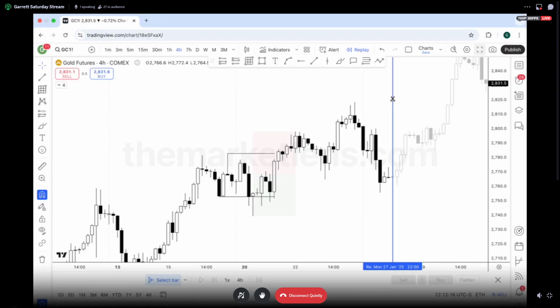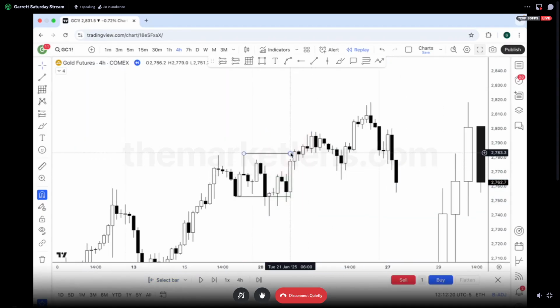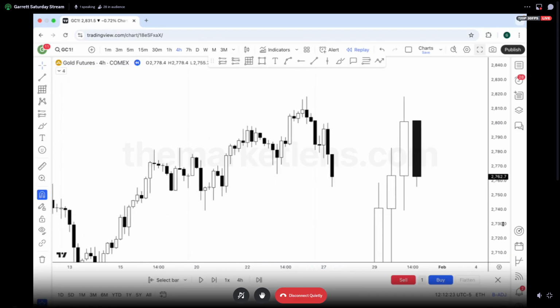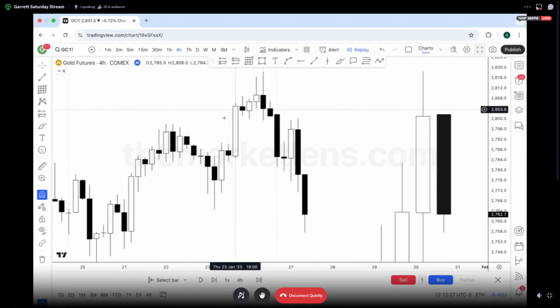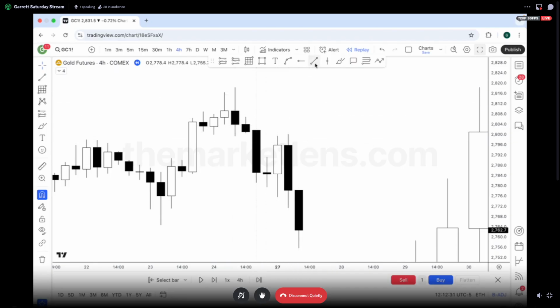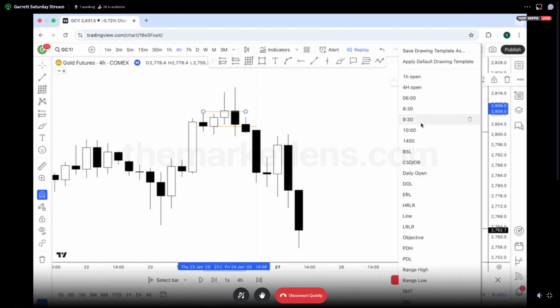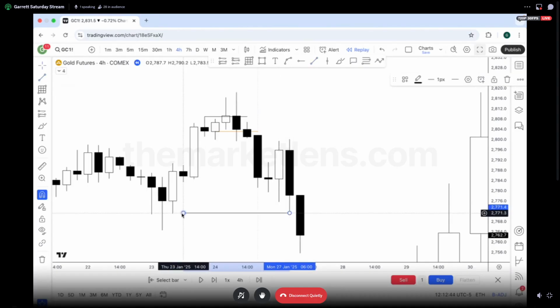So what about this example? I just showed you this, and you see how the previous day expanded into here. So what about this day? What do we have? We have a CSD, we have a sweep of this high. So now we're at this point at the 10 a.m. open. What do we see?